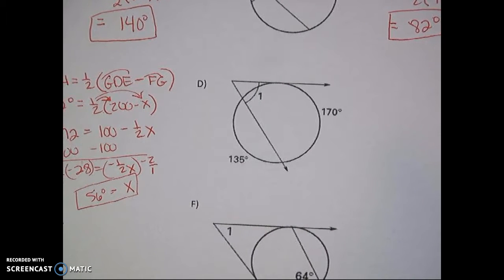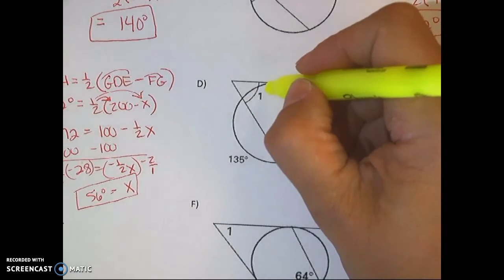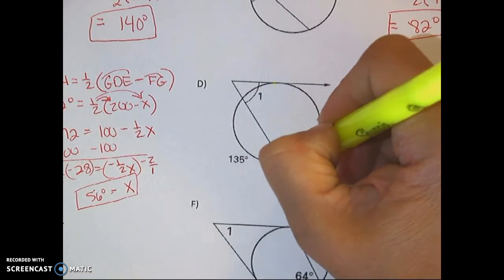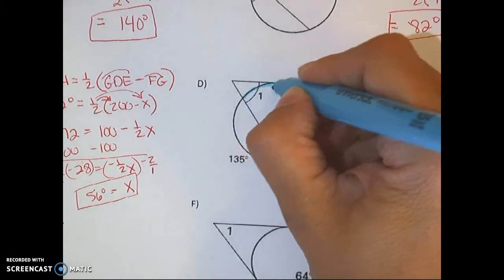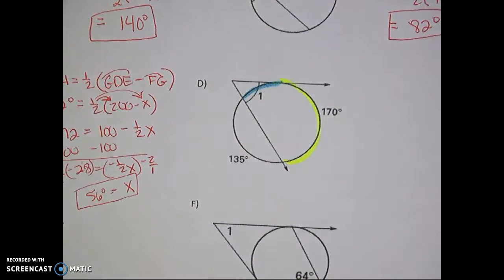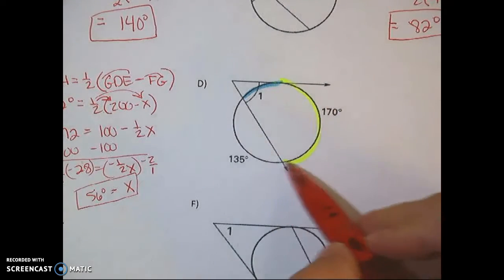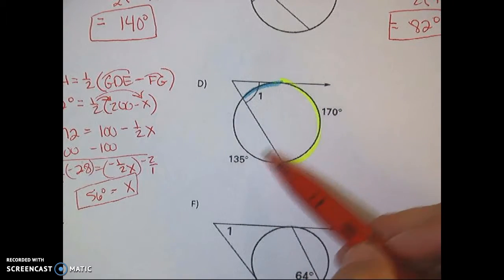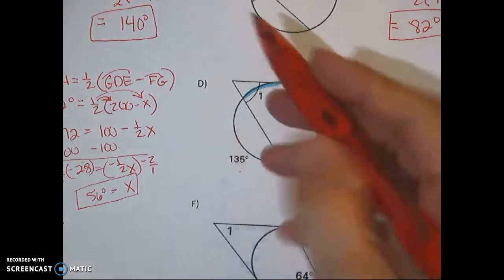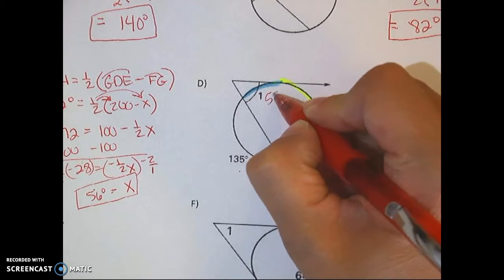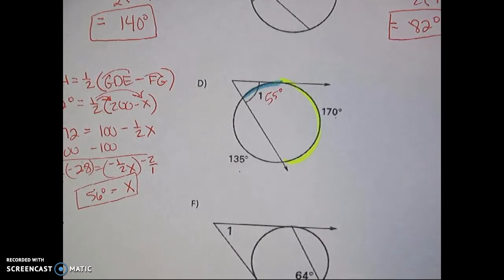On part D, the two arc measures that I need are this arc that I've already got, which is 170 degrees, but I also need the other part of the intercepted arc, which would be this part right here. I don't have that yet, but I can find it by seeing that I have two pieces of the whole circle. I need to subtract 360 minus 170 minus 135, and I get that this blue piece is 55 degrees.